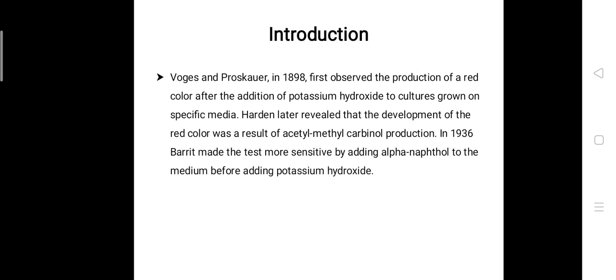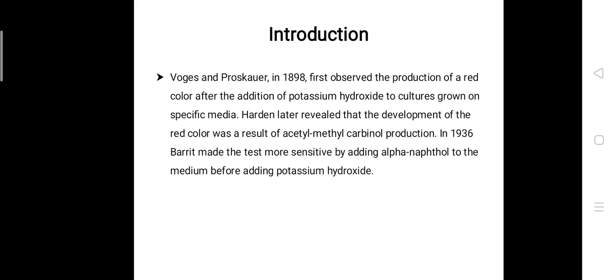of a neutral product. Voges and Proskauer, in 1898, first observed the production of a red color after the addition of potassium hydroxide to culture grown on specific media. Later on, Harden revealed that the development of the red color was because of acetyl methylcarbinol production. Later, in 1936, Barritt made the test more sensitive by adding alpha naphthol to the medium before adding potassium hydroxide.